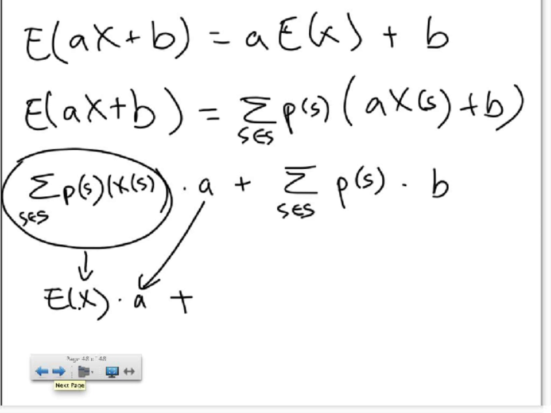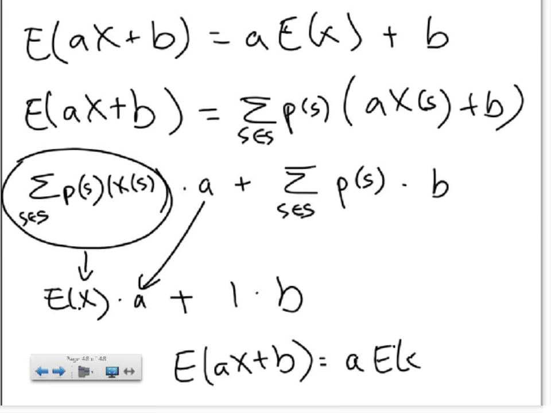this. Since we know that the sum of probabilities equals 1, because the sum of any probability will always equal 1, I will get 1 times b. Thus, it proves that expected value of ax plus b equals a times expected value of x plus b. Now, Connor will get more examples on expected values.